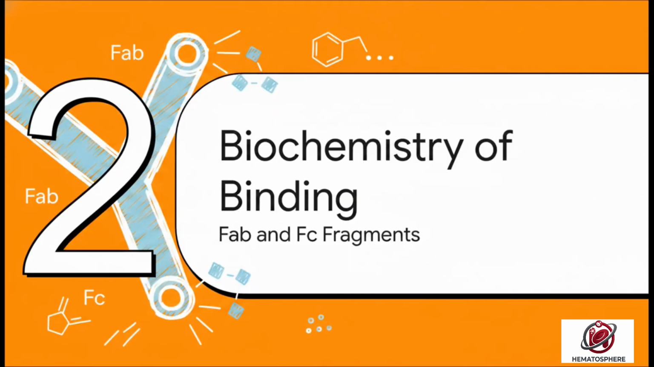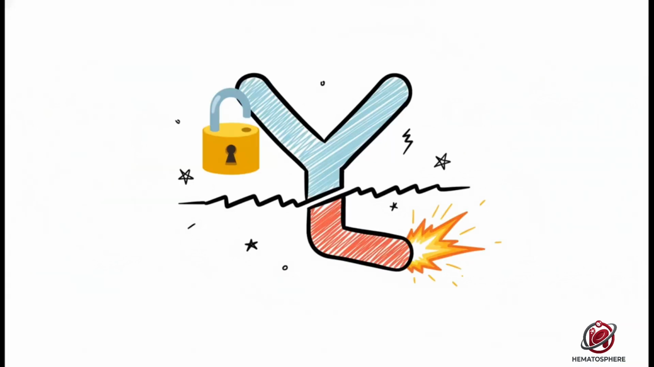Section 2. Biochemistry of target binding, Fab and Fc fragments. When exposed to an enzyme called papain, the antibody molecule is cleanly cleaved into 2 distinct, highly specialized operational regions. It's a brilliant functional division.